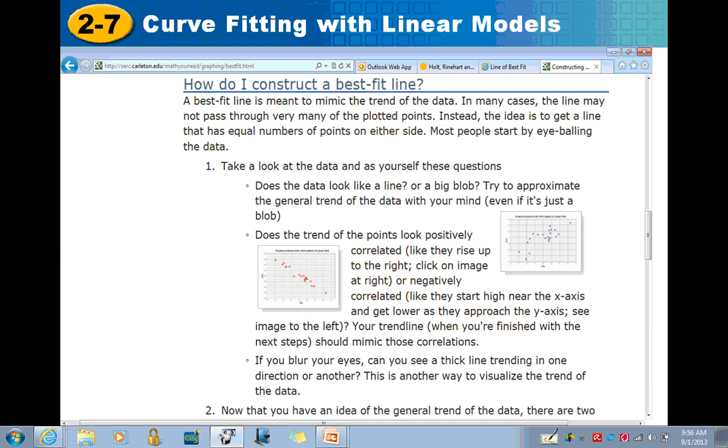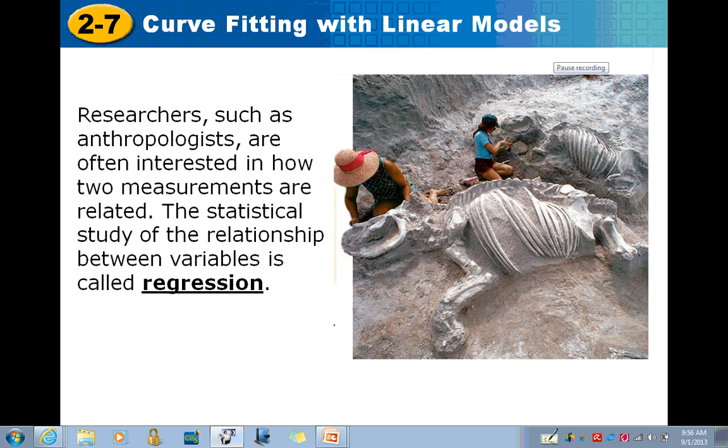Or is it a big blob? If your dots on your graph were little kindergartners, would they be walking in a good line towards the gym? Or would they just be going all run amok all over the school? That's how you decide. Back to Holt.